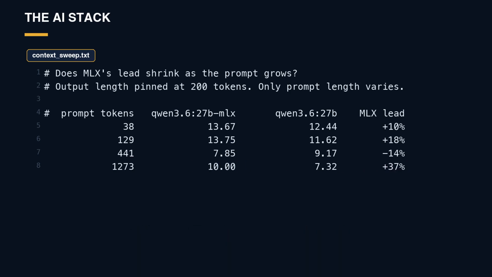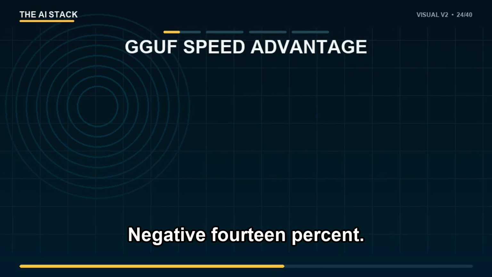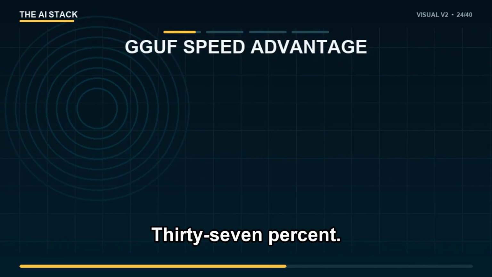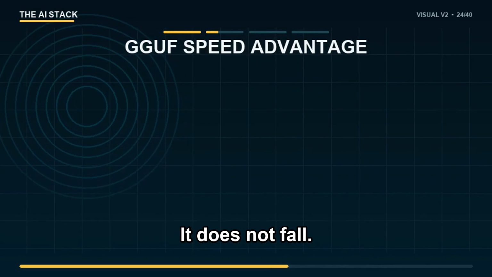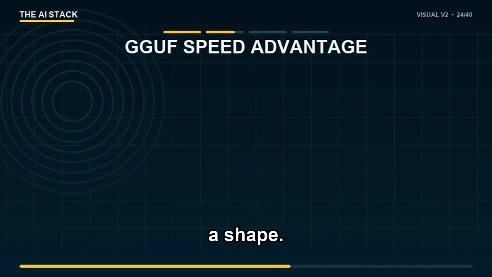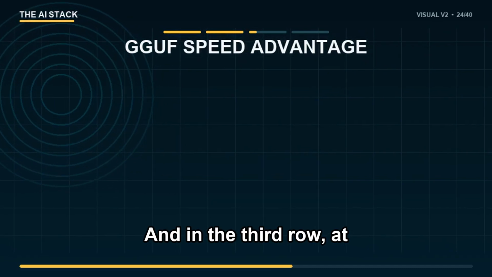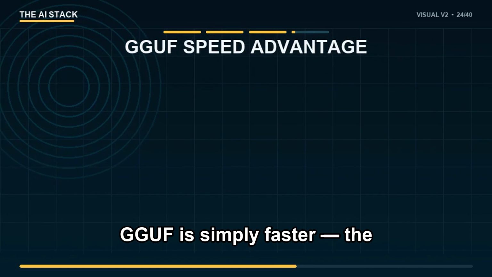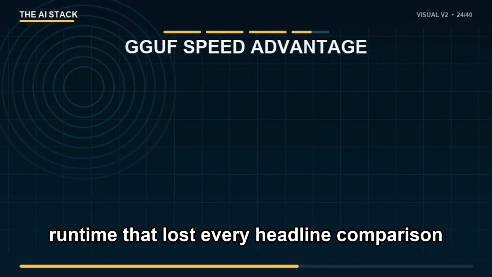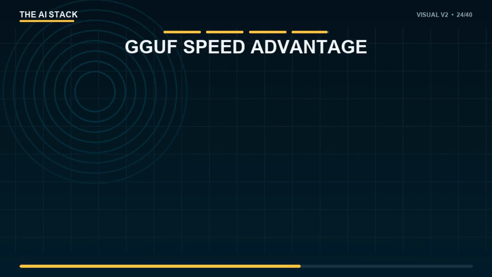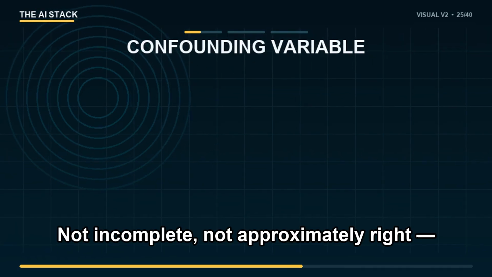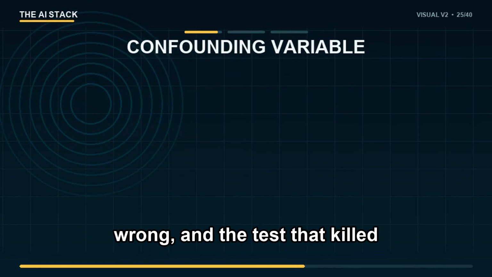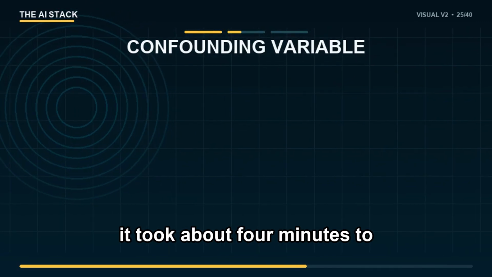10%, 18%, -14%, 37%. It does not fall. It does not do anything with the shape. And in the third row at 441 prompt tokens, GGUF is simply faster. The runtime that lost every headline comparison wins that one outright. My explanation was wrong. Not incomplete, not approximately right, wrong, and the test that killed it took about 4 minutes to run.